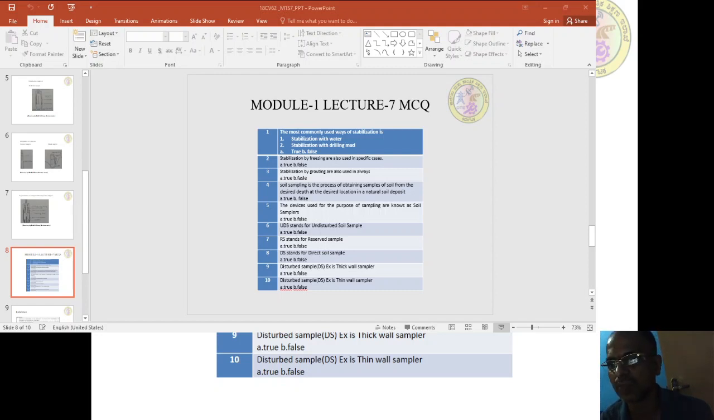Soil sampling is the process of obtaining samples of the soil from a desired depth at a desired location in a natural soil deposit. The statement is correct. Therefore, option is A, true. Devices used for the process of sampling are known as soil samplers. Yes, it is true. UDS stands for undisturbed soil sample. Yes, answer is true. It is A. RS stands for reserved sample. No, RS stands for representative sample. Therefore, the statement is wrong. Our option is B, which is false.